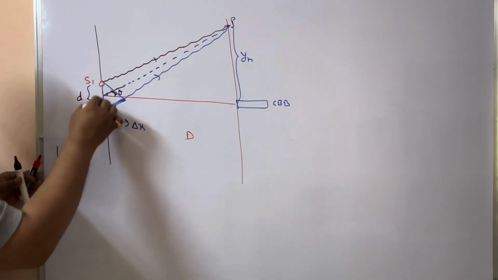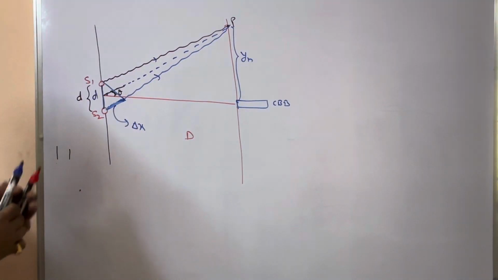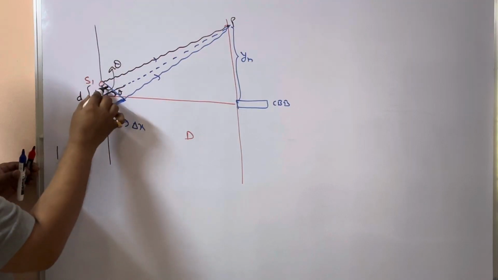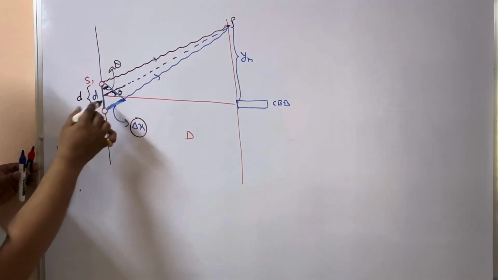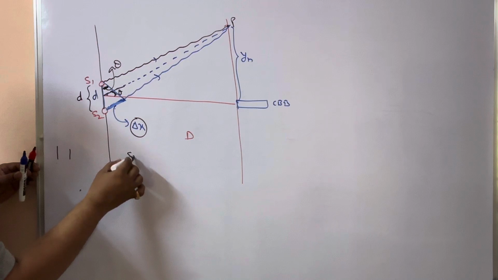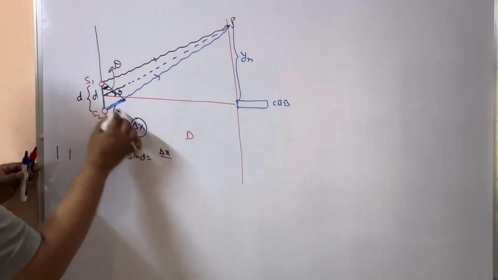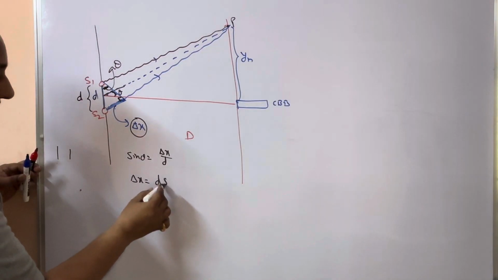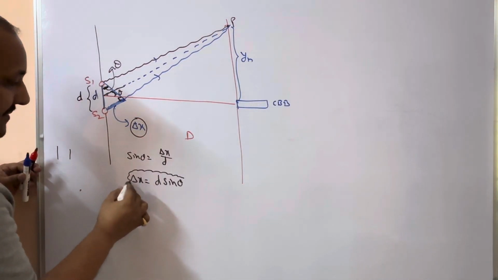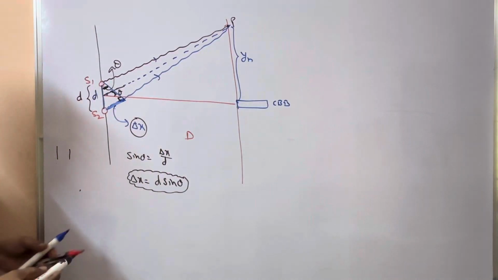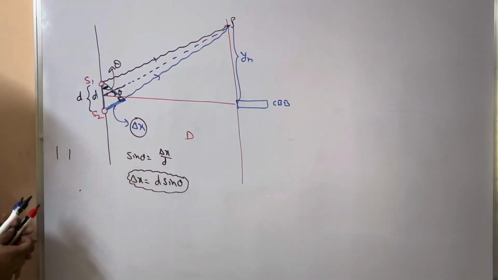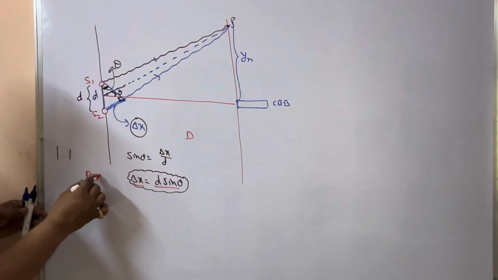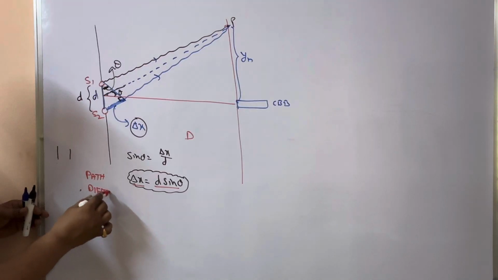The distance from S1 to S2 we gave as small d. Now, if this angle is theta, this one also becomes theta. So for this theta, delta x is on the opposite side, so sin theta is equal to delta x by the hypotenuse d. You should remember this equation. All equations will come from only this equation. Delta x is equal to d sin theta. What is this delta x? We are saying it is the path difference.